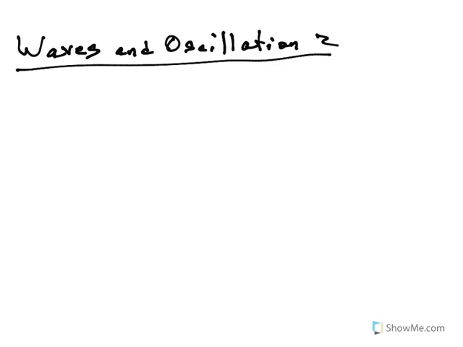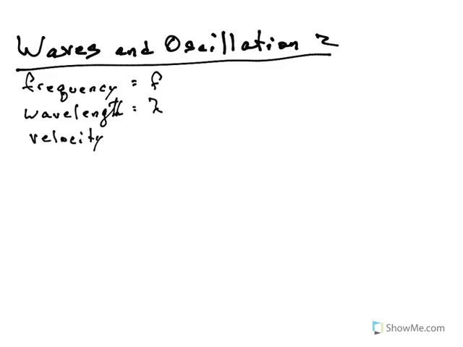Okay, we're going to continue the discussion on waves and oscillation. Last time we had a few different quantities we needed to know about. Frequency, for instance, f. Wavelength was lambda. And we had the velocity of a wave is related to these characteristics through the equation: velocity is frequency times wavelength.